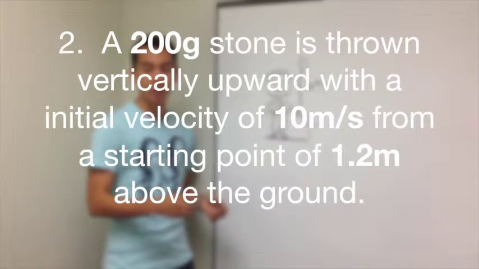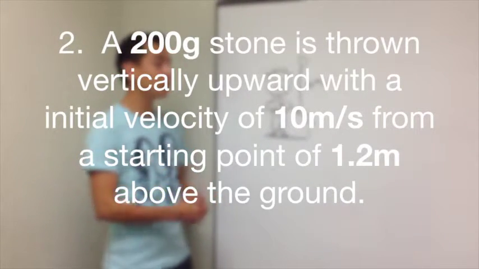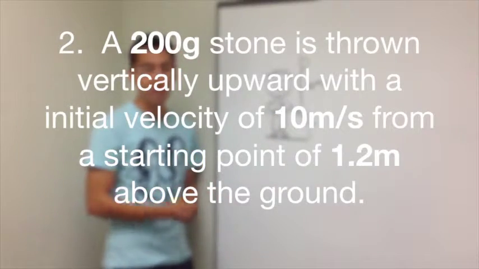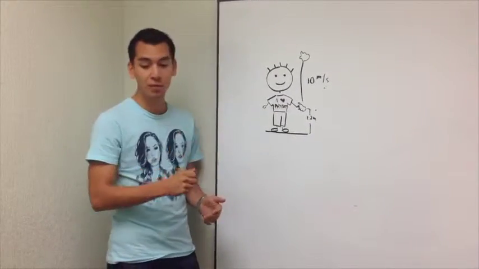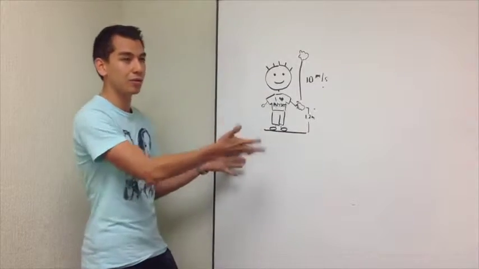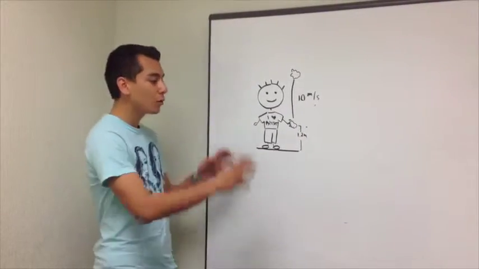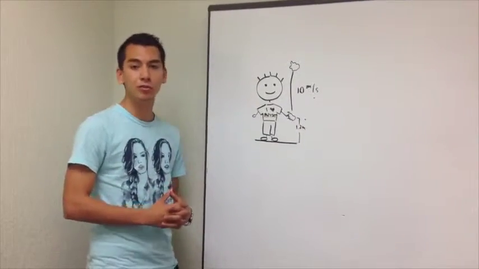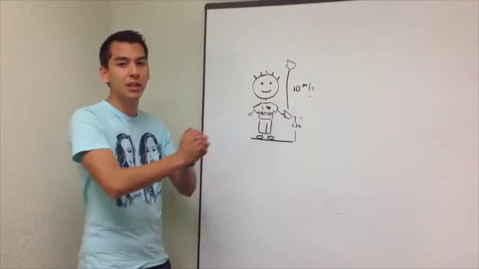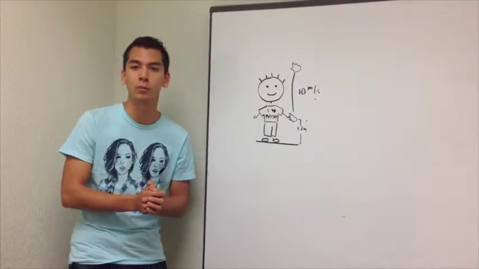A 200 gram stone is thrown vertically upward with an initial velocity of 10 meters per second from a starting point of 1.2 meters above the ground. Here's our drawing. So, we need to find the potential energy in different situations, and then we go with Jihe so that she can explain the problem.